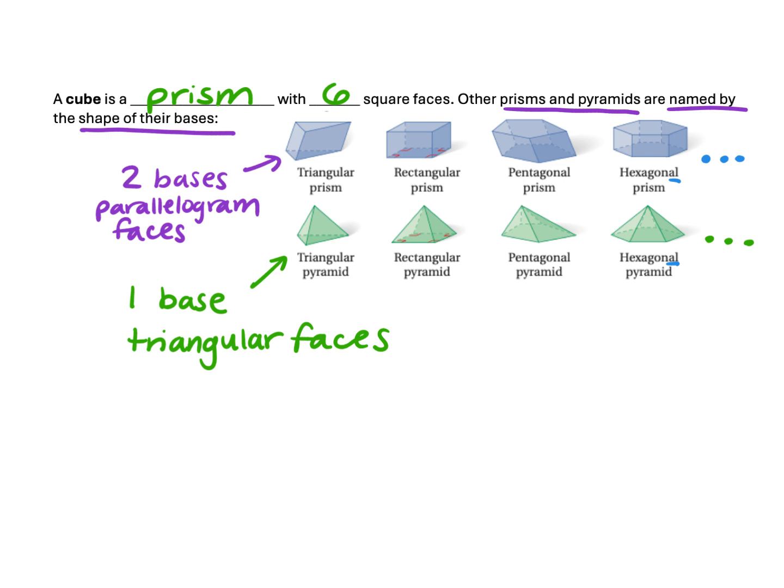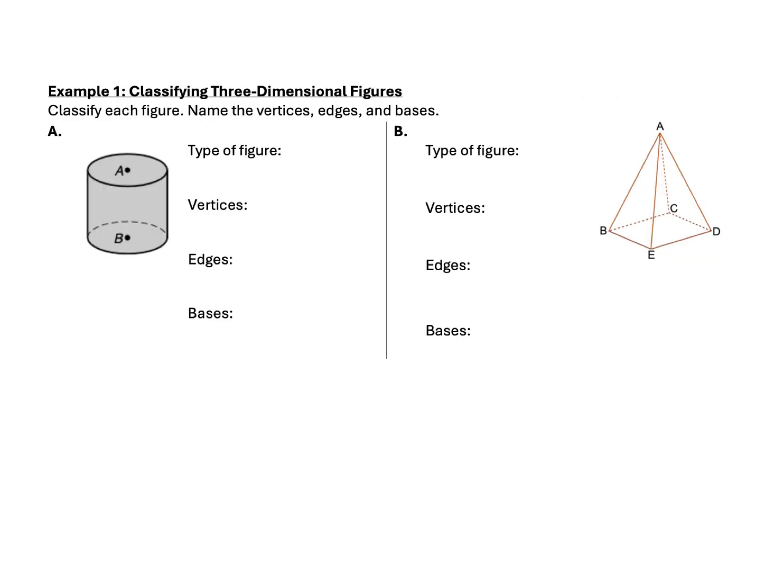So now that we have all the important vocabulary down, we're ready to look at some examples. In example 1, we're going to be classifying three-dimensional figures and then naming the vertices, edges, and bases. For the type of figure, you want to use one of the 4 types on the previous page in your 10.1 notes. So my choices are either prism, cylinder, pyramid, or cone.